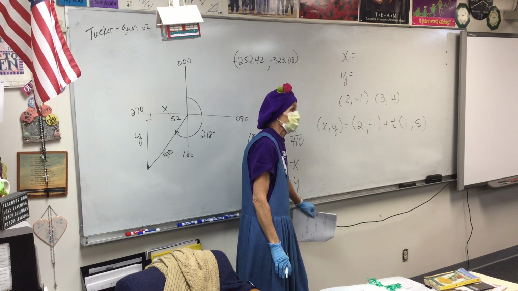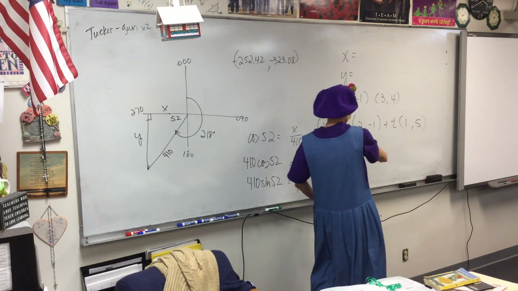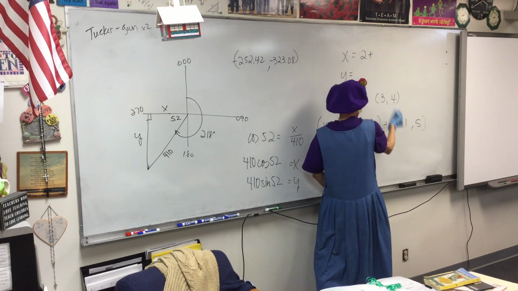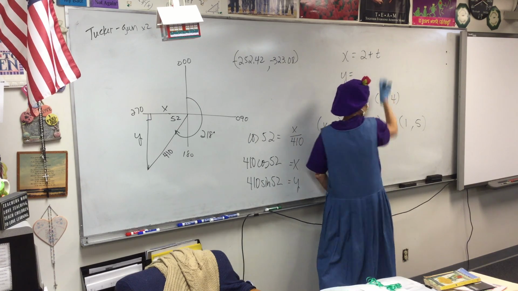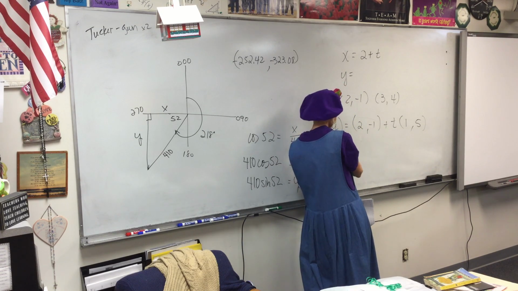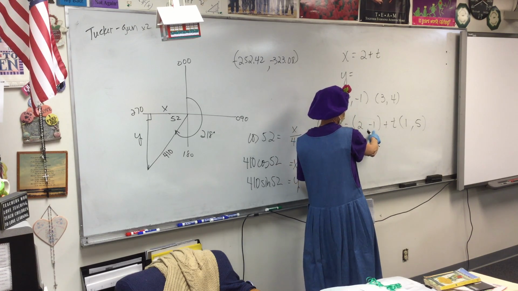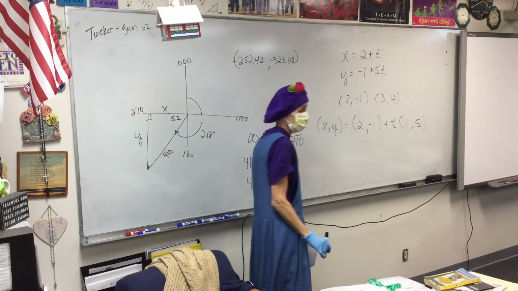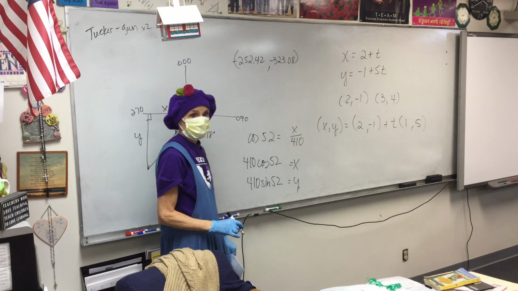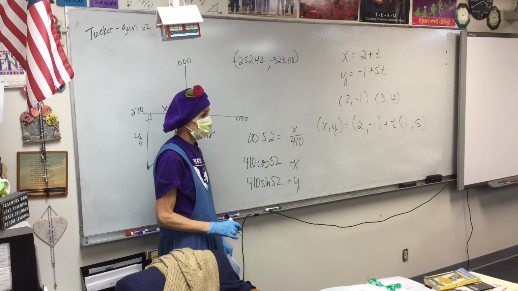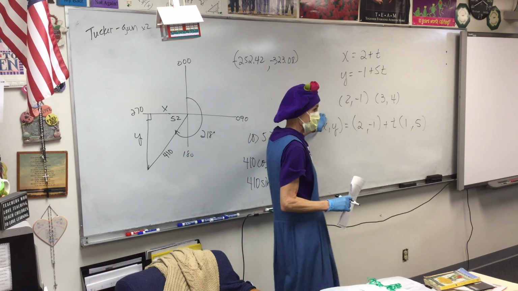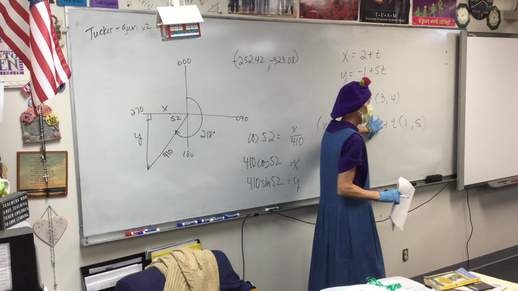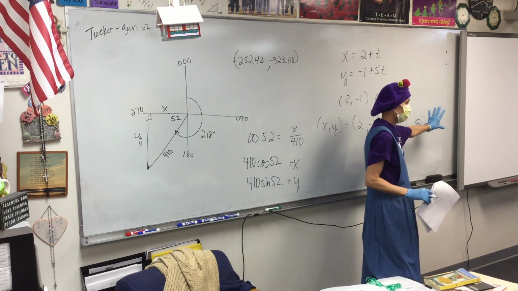Now we split it up. So what does x equal? 2 plus 1t. And what does y equal? There you go. That's it. There are your parametric equations. That's all there is to it. But you've got to remember this setup to get that ball rolling, okay? Starting point plus t times direction vector.